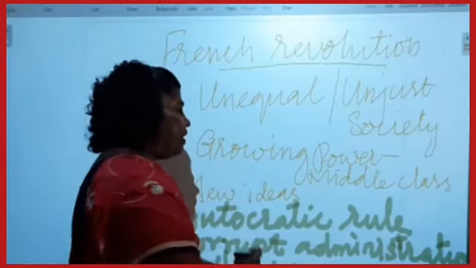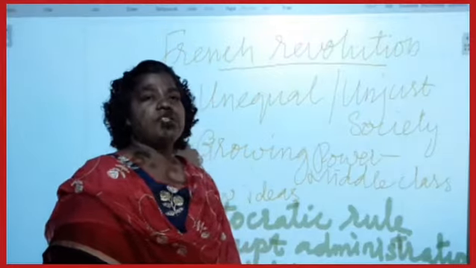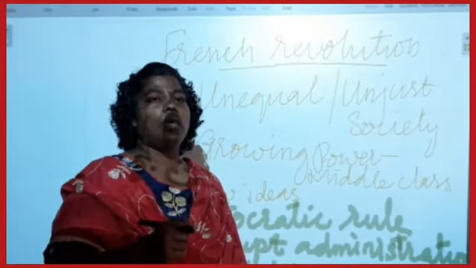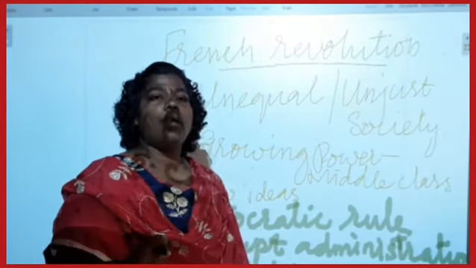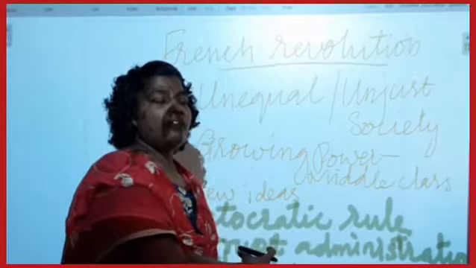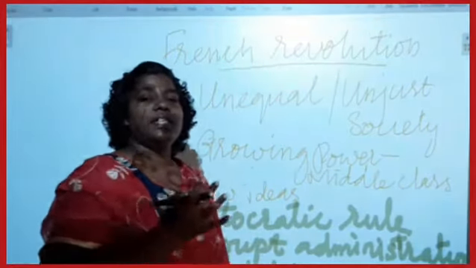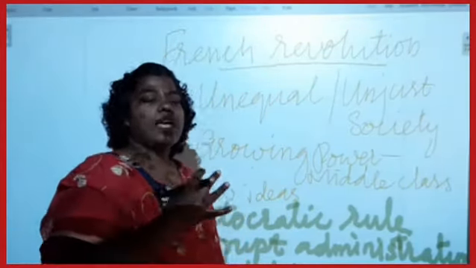Another reason was the corrupt administration. When we see this corrupt and inefficient administration, the rulers were not strong, not powerful, but they started to exploit the people: the common people, the ordinary people, the peasants. More tax was collected from the common people, which burdened them with heavy taxes. The people suffered to lead their daily living. That was another reason for the French Revolution.